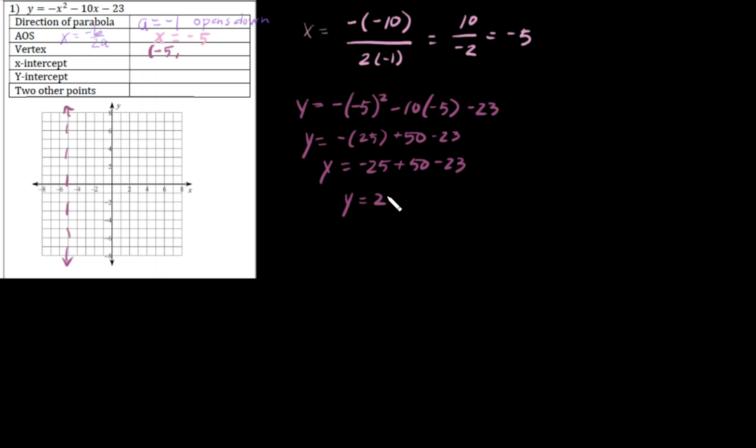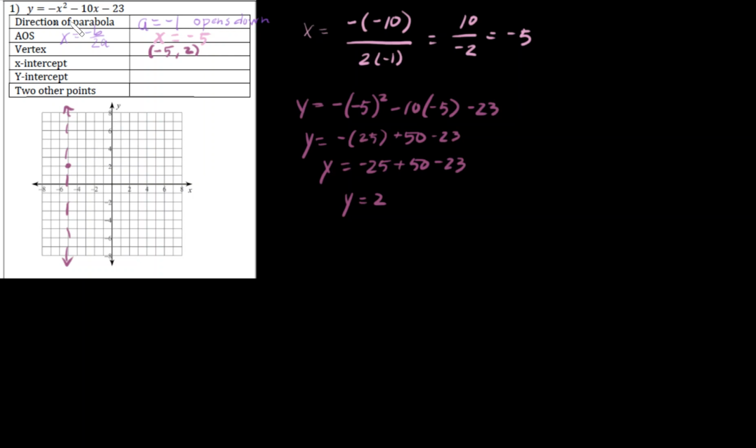Okay, that's 48. Yep. So my vertex is -5, 2. There is my vertex.